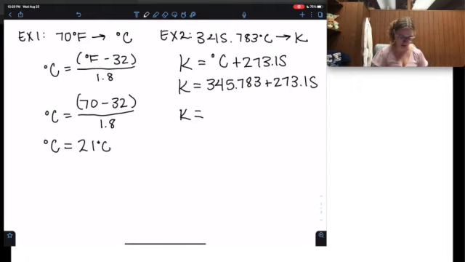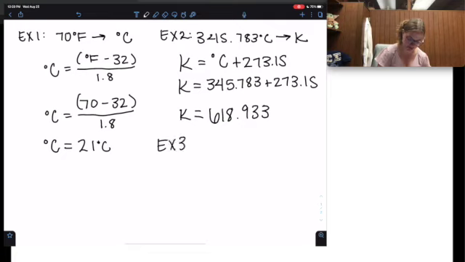So 345.783 plus 273.15 is going to give me 618.933. That's kind of how that's going to work, and then we'll do one really quick going from Kelvin to Celsius.